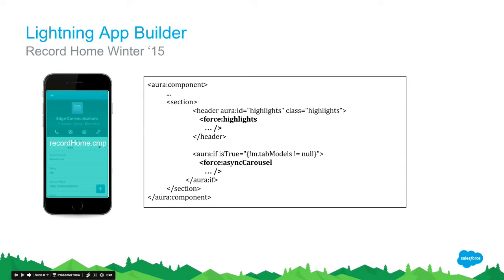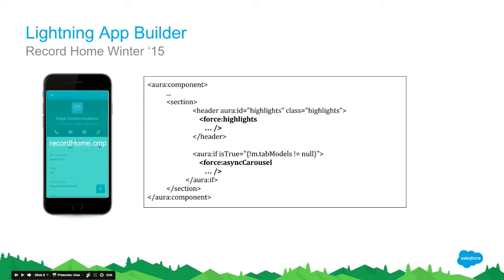This is a simplified version of how the Record Home looks in the Winter 15 release. It's a standalone recordhome.cmp. And inside that, it has a hard-coded highlights component and also an async carousel component. The async carousel component contains chatter, detail, and the related tab. With this tightly coupled component, it is very hard for anyone to customize Record Home. You can't just inject a random component to swap the highlights component.